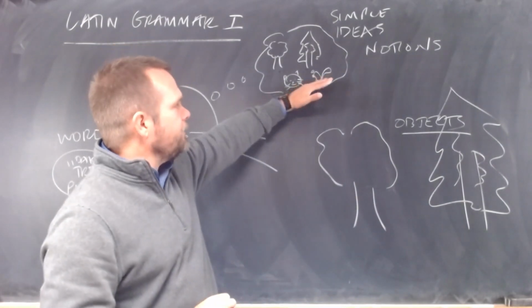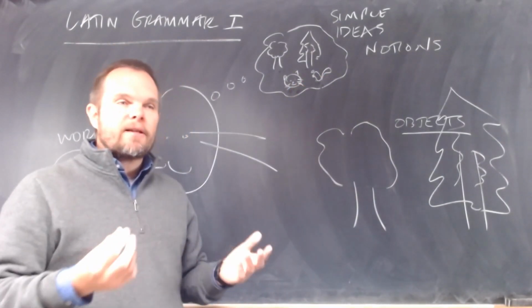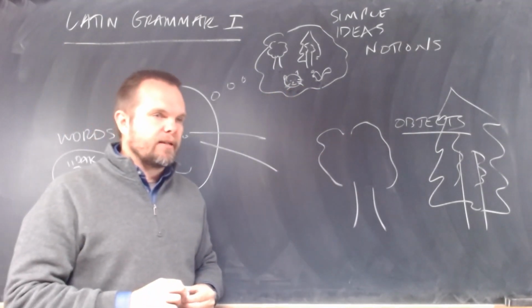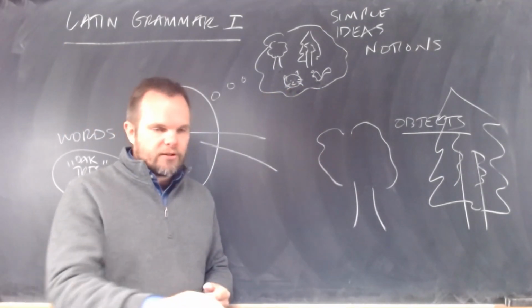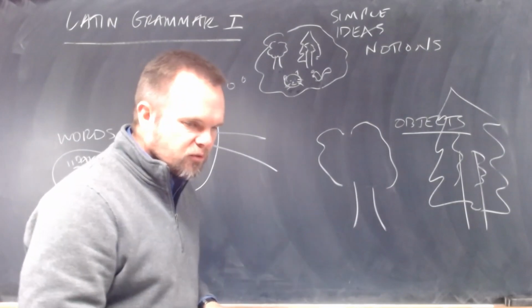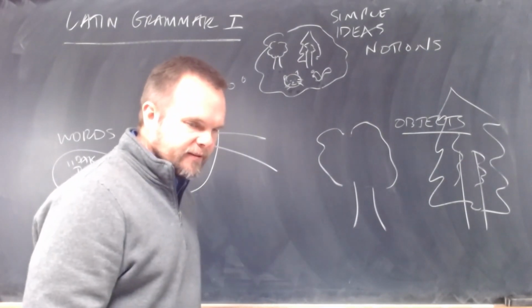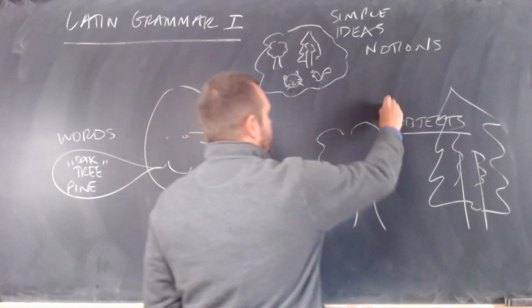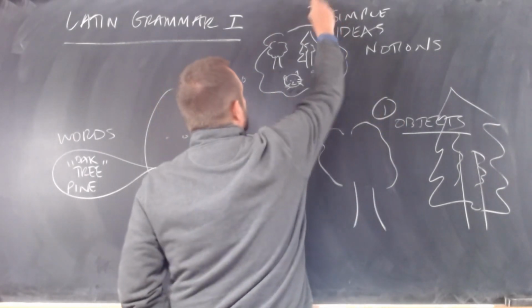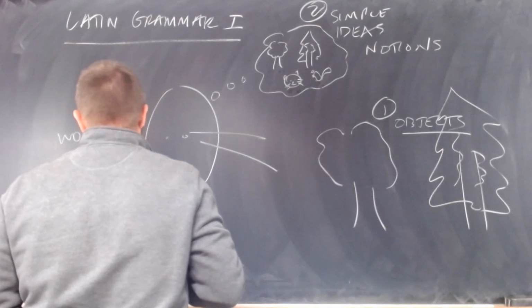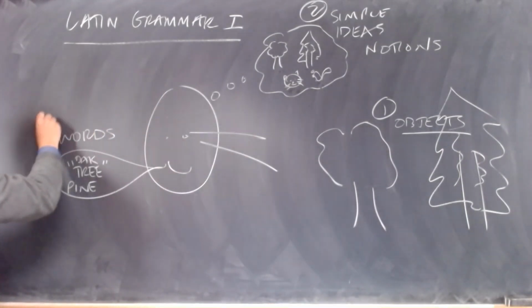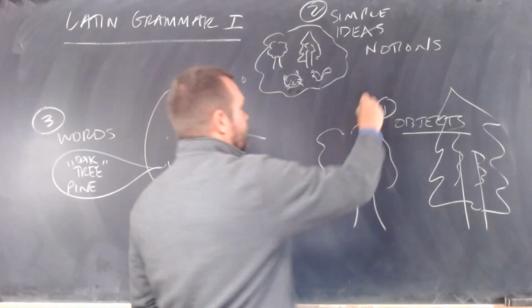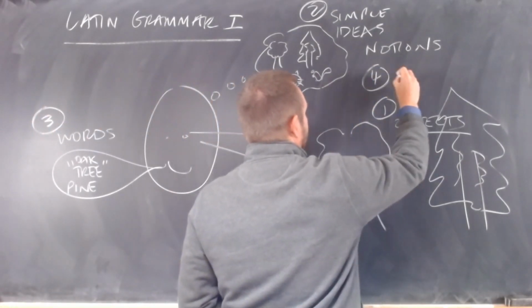Because these simple mental images are not the only thing that we need to share. Sometimes we need to share more complicated mental images. And this is what Rule 9 speaks about. A sentence is made of words. So we've learned so far about objects, about simple ideas, and about words. But now we learn about a fourth thing.